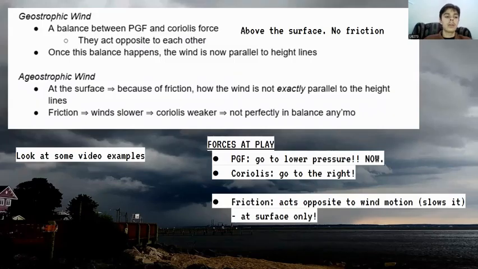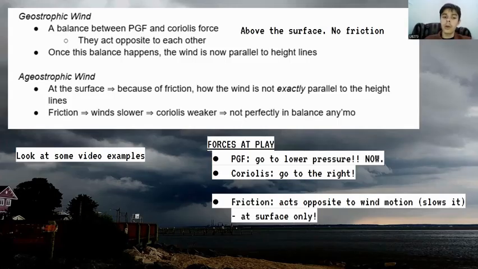Ageostrophic wind, the prefix a usually means not, you know. And so now it's not balanced. And this is what's going to happen at the surface. So now we have friction. There are going to be lots of reasons at the surface why we might have friction. But what does friction do? Friction is going to slow down that wind. So it runs into something like maybe a mountain or something like that, so it slows down.